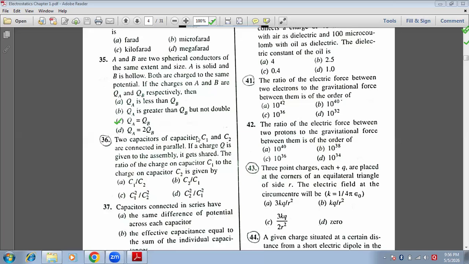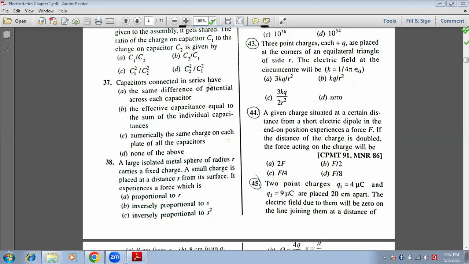Two capacitors of capacities C1 and C2 are connected in parallel. If a charge Q is given to the assembly, it gets charged. The ratio of the charge on capacitor C1 to the charge on capacitor C2 is given by option A, C1 upon C2, option B, C2 upon C1, option C, C1 square upon C2 square, option D, C2 square upon C1 square. Correct answer, option A, C1 upon C2.